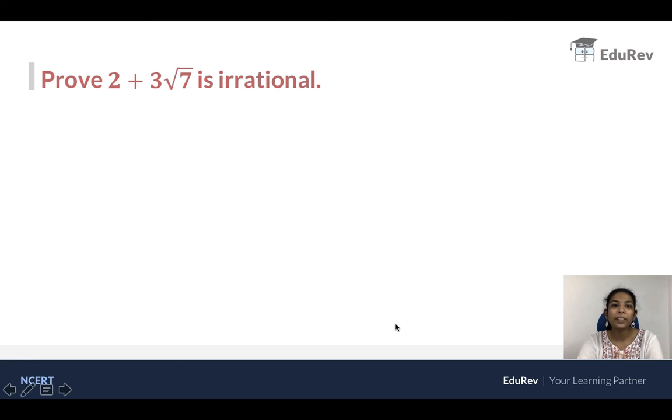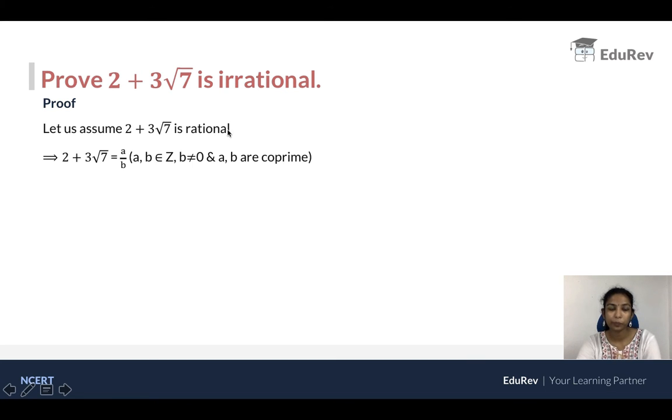Prove 2 plus 3 root 7 is irrational. I am assuming 2 plus 3 root 7 is rational. So if it is a rational number, it can be represented in the form of a by b, where a, b belong to Z and b not equal to 0. And again I am making an assumption that a and b are co-primes. That means the only common factor is 1.